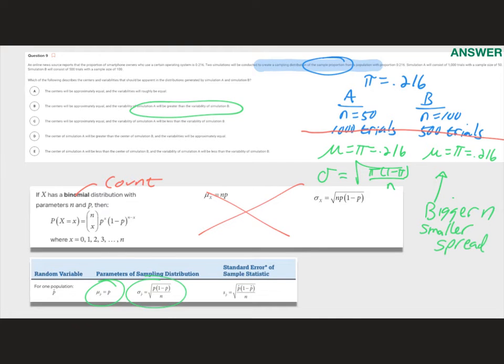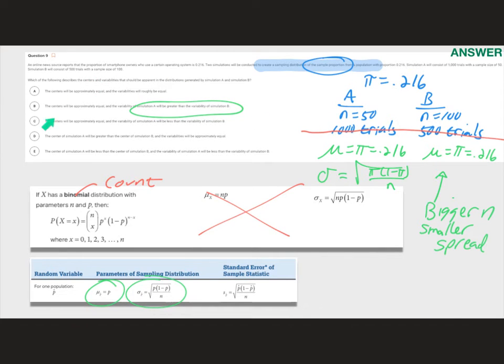The key to this one is organizing everything. First of all, you have to notice that the sampling distribution that they're talking about is for a sample proportion. Second thing is that the population number, the parameter, is 0.216. Since that's a proportion, it gets pi. And then organizing simulation A and simulation B this way. A had a sample size of 50, and B had a sample size of 100. A had 1,000 trials and B had 500 trials. Usually that's not terribly important, so I wrote it down but very lightly crossed it off.